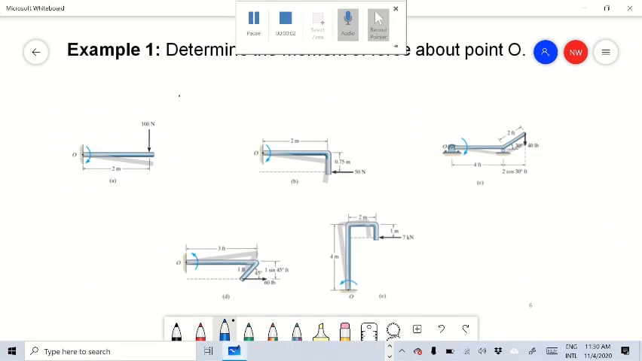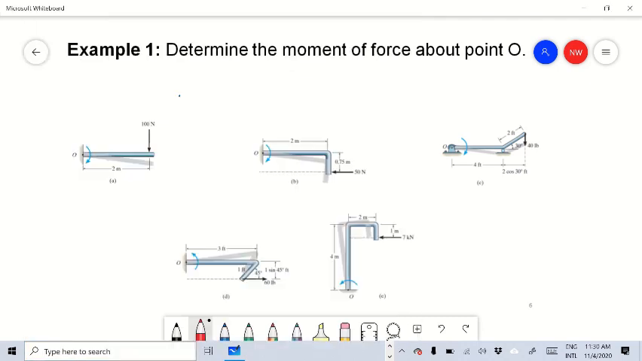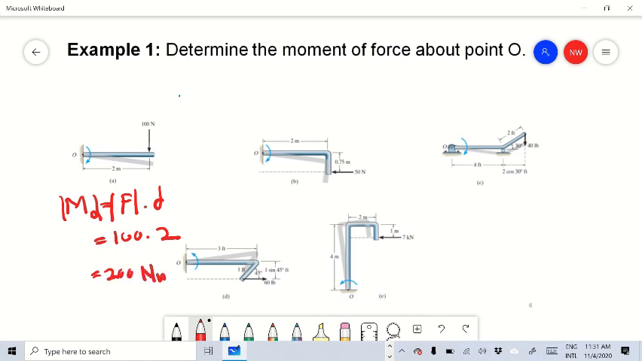Okay, now let's see how we can determine the movement of these forces about point O. If we take the first example, example A, we know that the movement about point O is equal to the magnitude of the force times d. What is the magnitude of the force here? 100, times d, the perpendicular distance is 2, so it is 200 Newton meters.